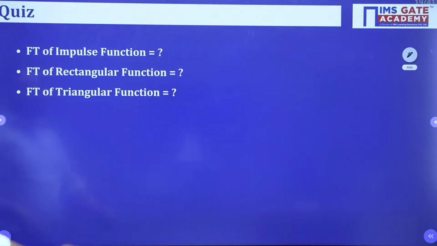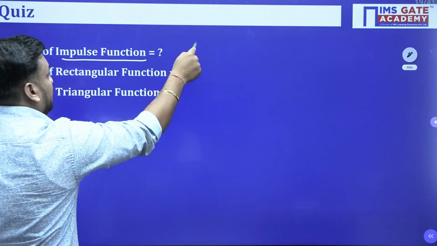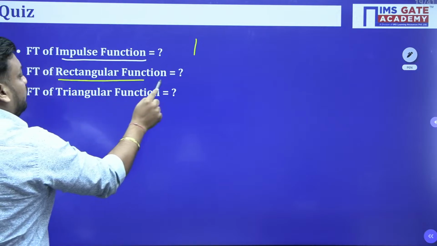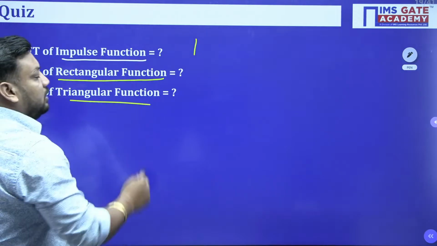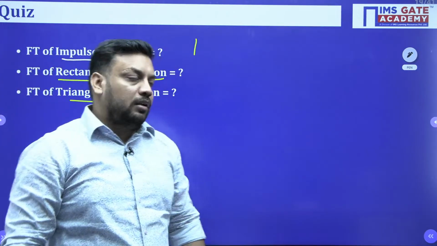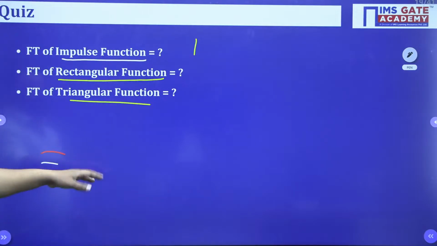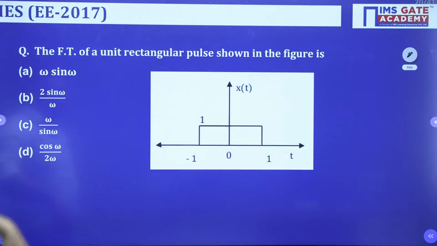Now we are going for the next one. What is the Fourier transform of the impulse function? Impulse function Fourier transform is 1. Rectangular Fourier transform is nothing but A tau sampling of omega tau by 2, and triangular is nothing but A tau sampling square omega tau by 2. Tell me, can you solve this question within 7 seconds or maximum 17 seconds? This is an Engineering Services 17 question, guys. Can you solve this question in 17 seconds?